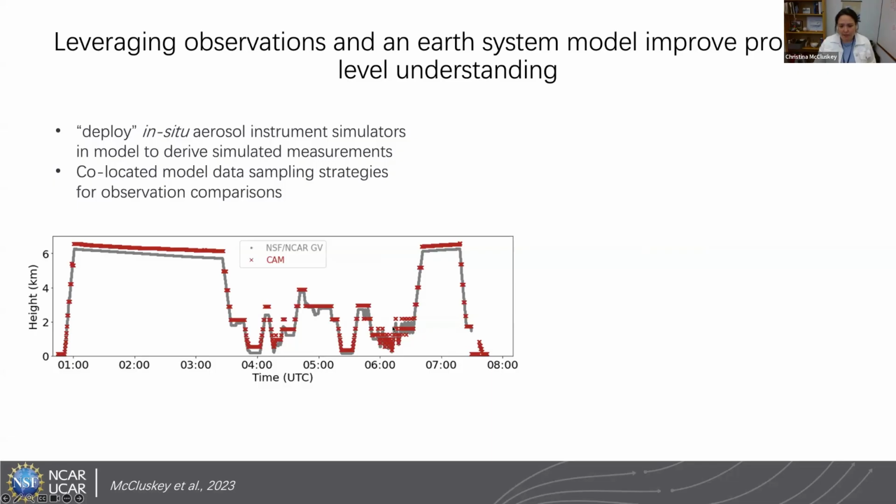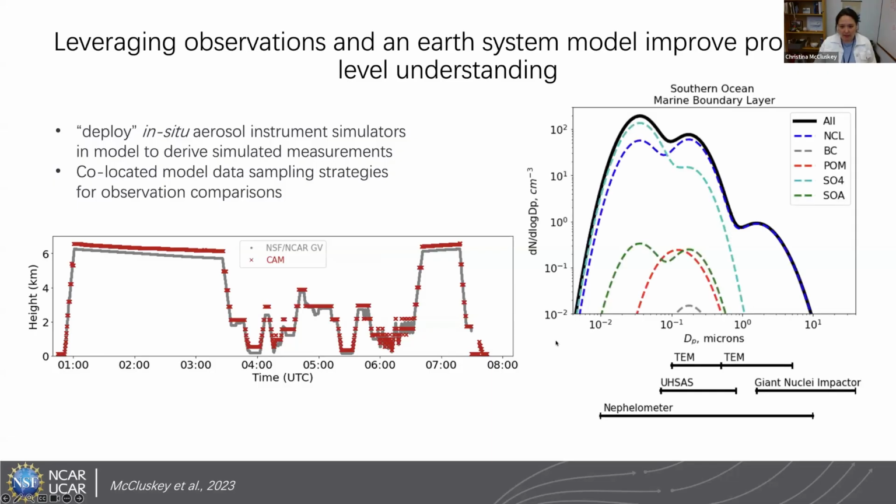And so in our comparisons, what we're doing is basically collecting model data along that flight track, and then we're simulating our observations. I'll give an example here from the USOS, which is a measurement used to measure size distributions. In the model, we take only the particles that are within that size range and integrate that size distribution to get an apples-to-apples comparison.